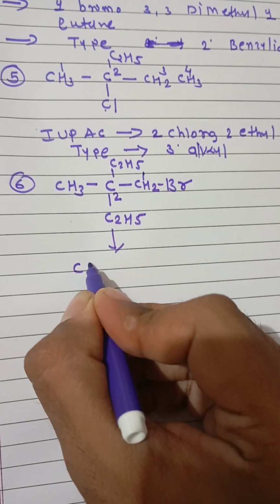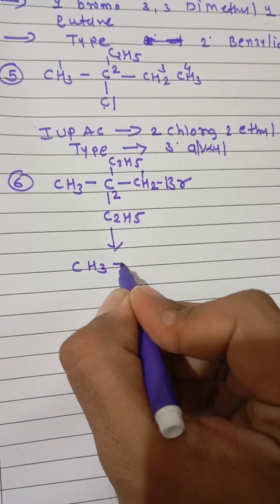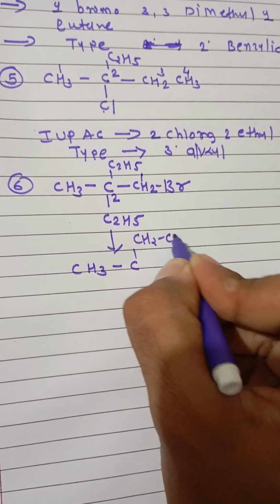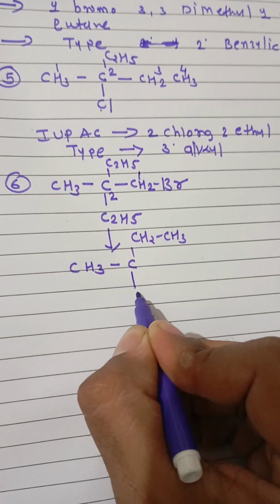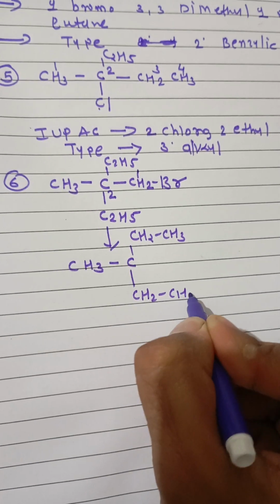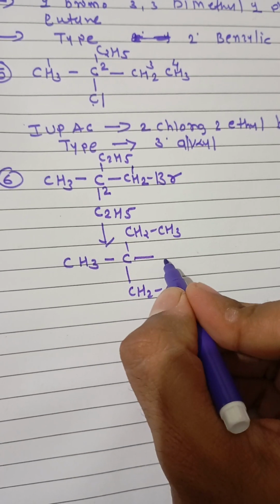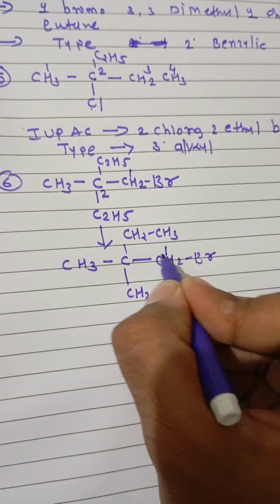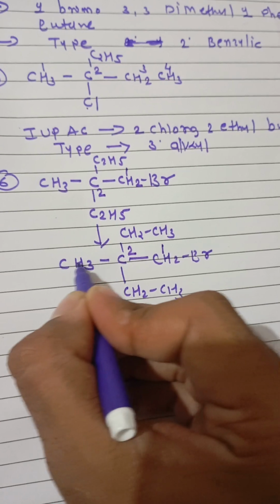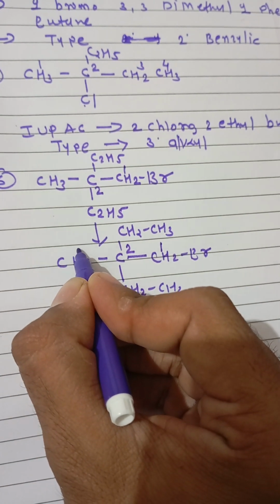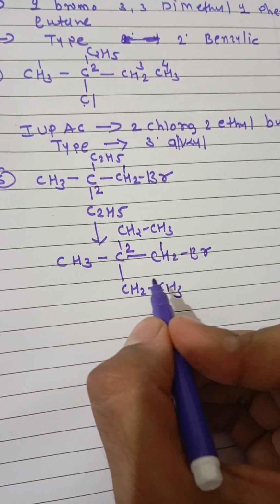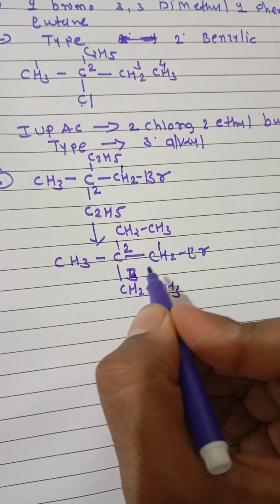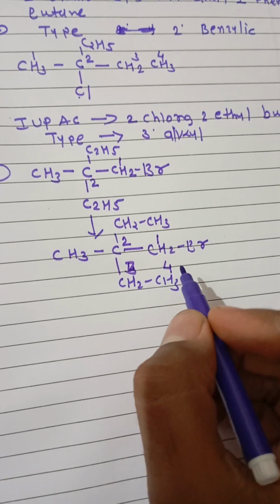We simplify the structure like this: CH3, here C, CH2, CH3, here we write CH2, CH3. First we make the long chain of carbon, so we apply here number 1, here number 2. If we move on the left-hand side, this carbon possesses number 3, but it is a short chain of carbon, so we move like this. Here the third carbon is this, and the fourth carbon is this.